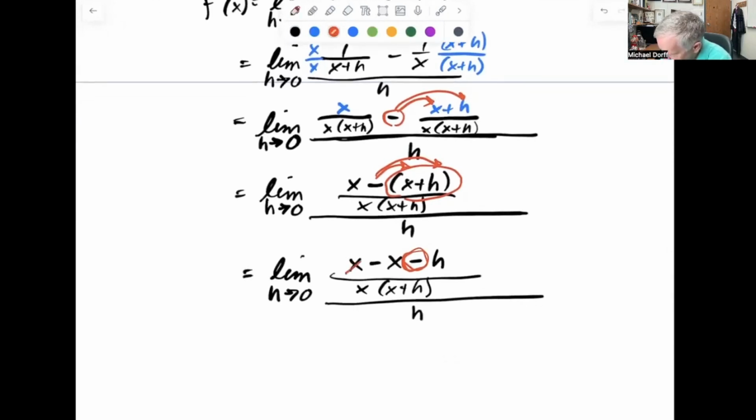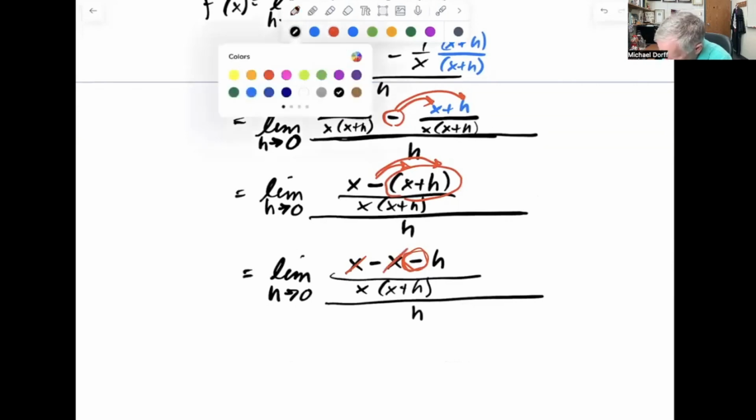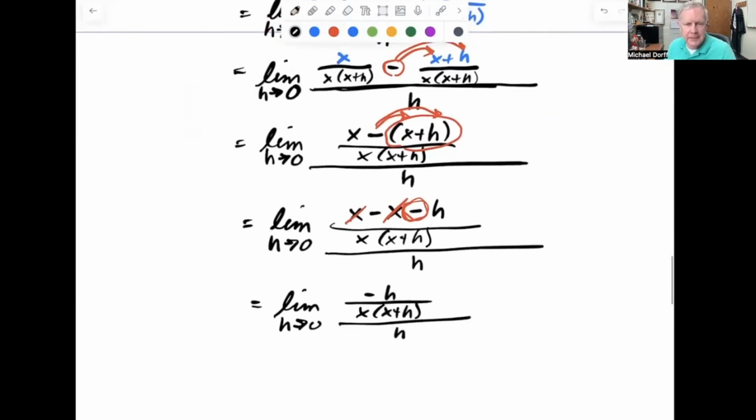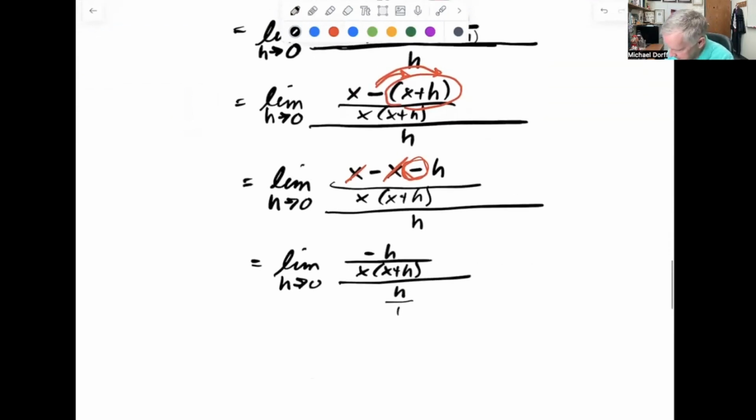So now I can cancel out these x's there, and that's going to now give me my limit as h goes to 0 of negative h over x times x plus h all over my big h. And I have a fraction in the numerator, and I have that h in the bottom, but I can think of that as a fraction in the denominator. And so I have the limit as h goes to 0. And because I have a fraction over a fraction, I can rewrite that as a multiplication problem because a fraction over a fraction is a fraction divided by a fraction.